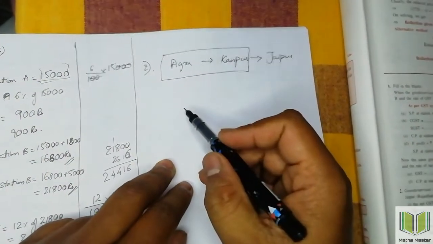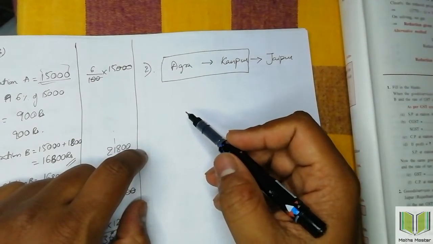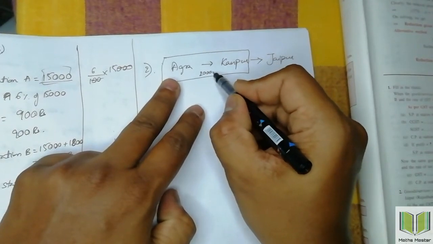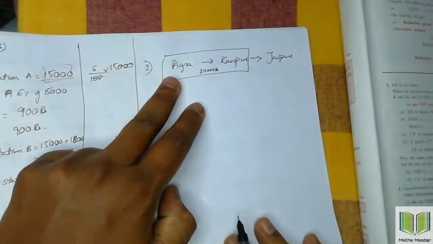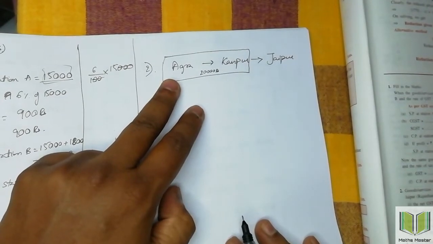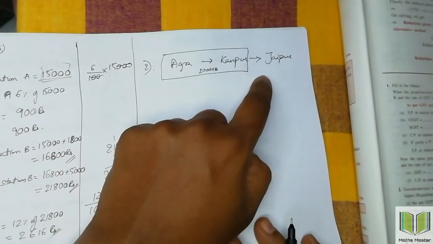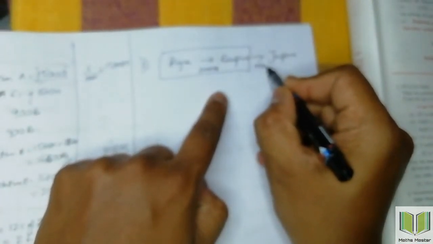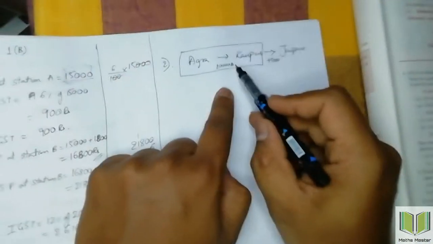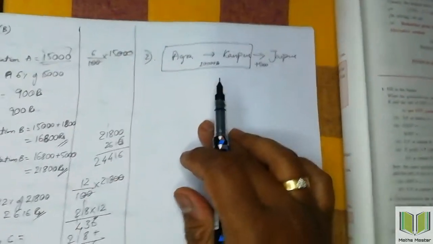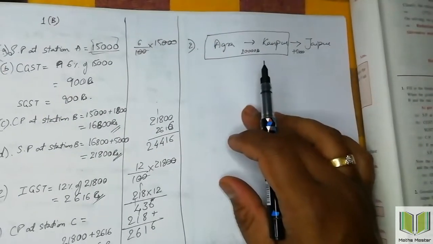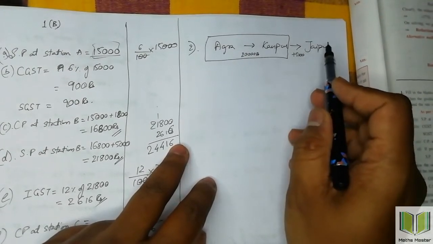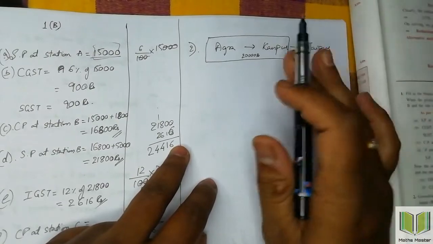Now, from Agra to Kanpur for 20,000 rupees. So from Agra to Kanpur it is 20,000 rupees. And then from Kanpur to Jaipur, if the rate of GST is 18% and the profit made in Kanpur is plus 5,000 rupees. So whatever will be the cost price for Kanpur, he is adding another 5,000 on top of it and selling it to Jaipur. That's all the concept is.